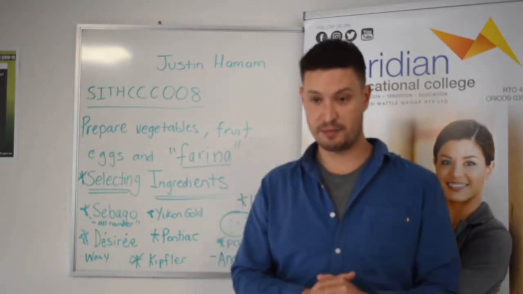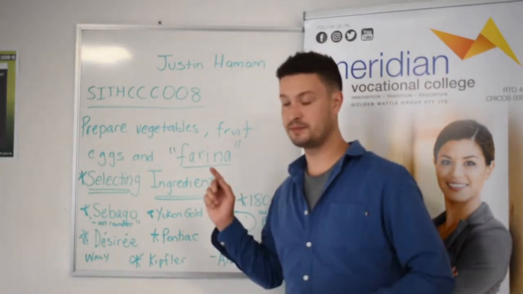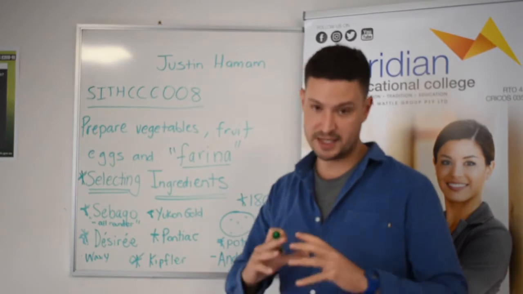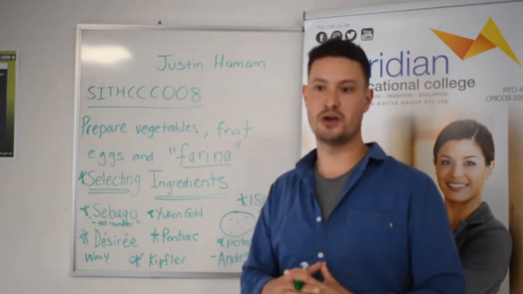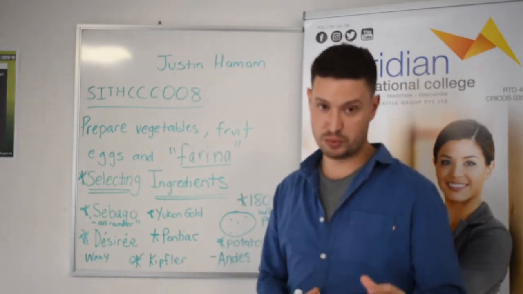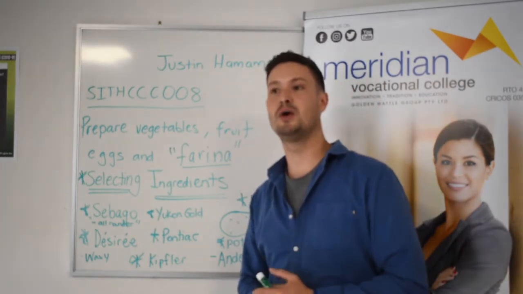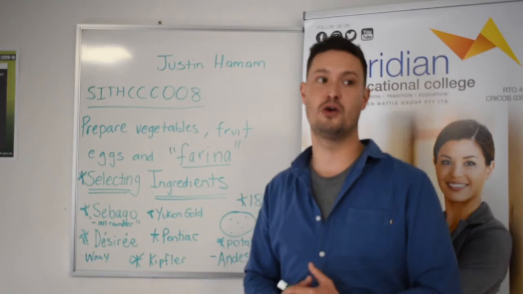Maize is another part of the farinaceous section here. Maize is corn. We get the vegetable corn itself, but from there we can also have cornmeal. We can also have gluten-free corn flour.